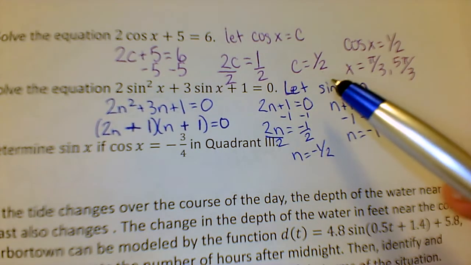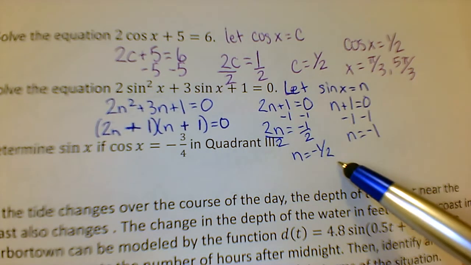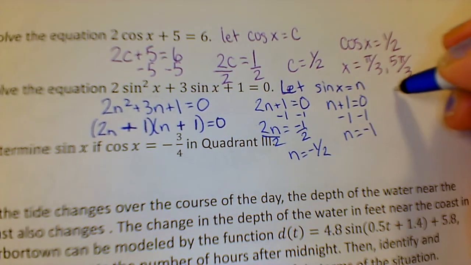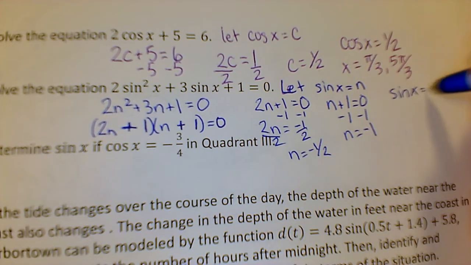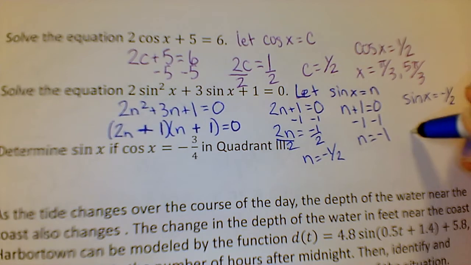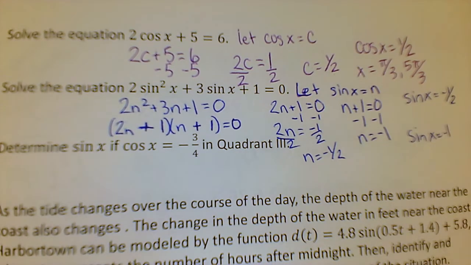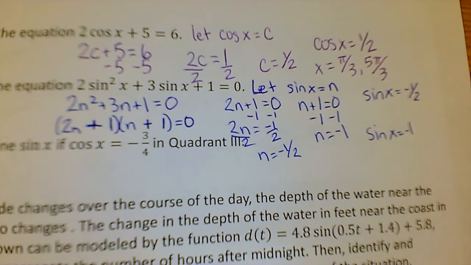Now that's great, but just like up here, we didn't care what c was. We don't care what n is. n was representing sine, so I'm going to replace that. Sine x equals negative 1/2, and sine x equals negative 1. And with that, I'll go to my unit circle. So I'm going to find the places where sine equals negative 1/2 and where sine equals negative 1.